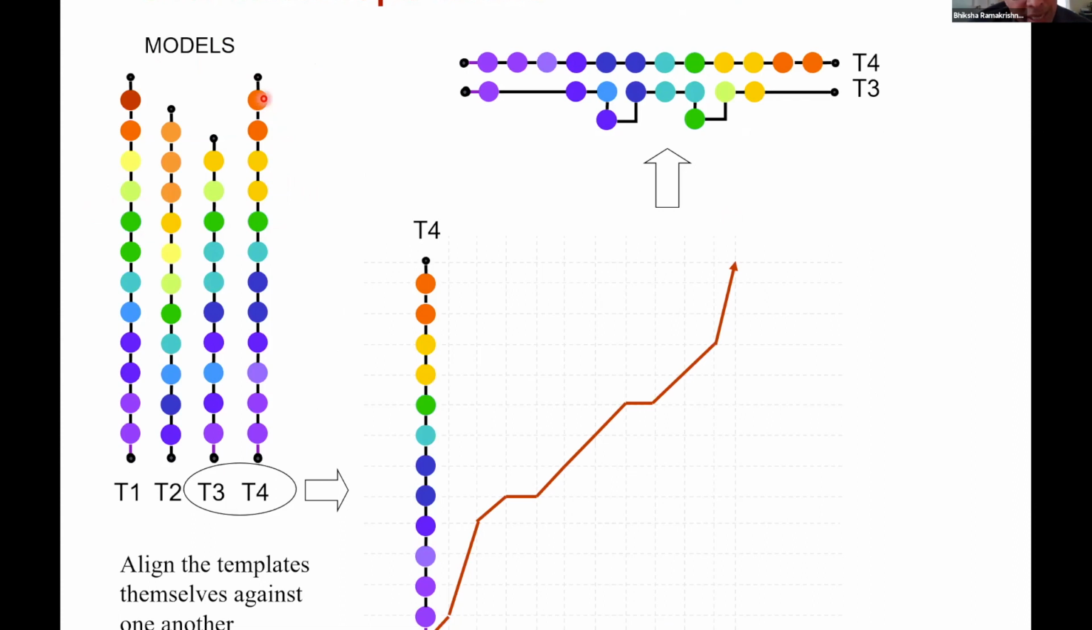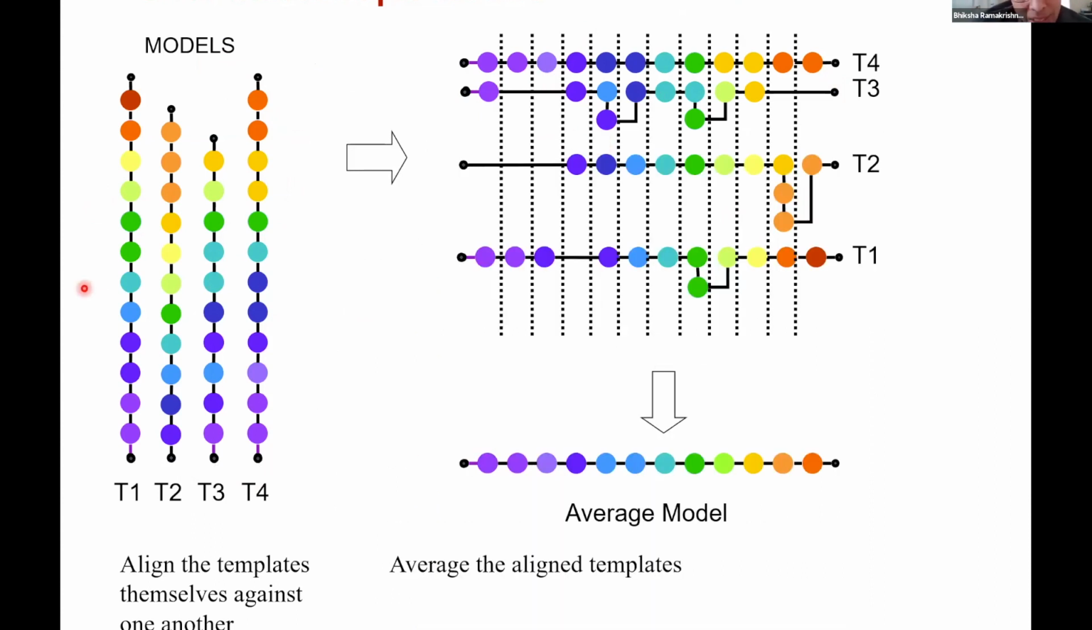So I can start out by saying I'm going to use this T4 as my base template. Then I'll align T3 against T4. And when I align it, it basically also tells me how to stretch and shrink the symbols, stretch and loosen the string so that it aligns up. I can do this for every one of the other three. And when I've done it, I have aligned T1, T2, and T3 against T4. Then I can just go down each column, find the average, and I'm going to get some kind of an average model. Now, this is a really crappy idea.